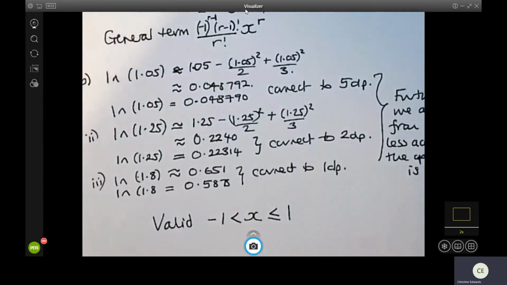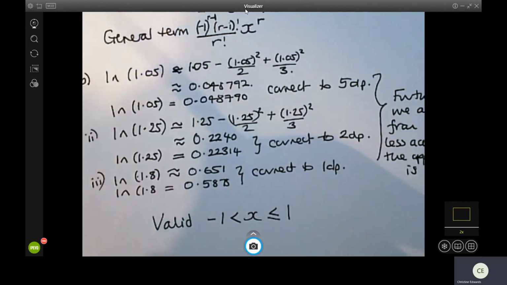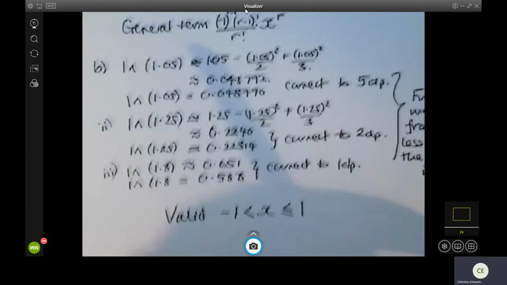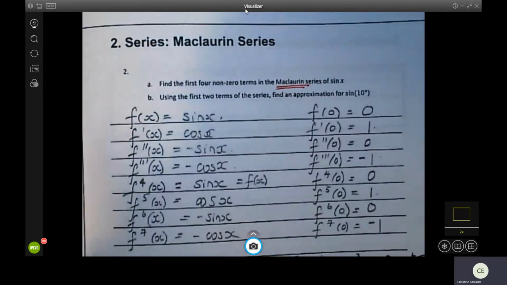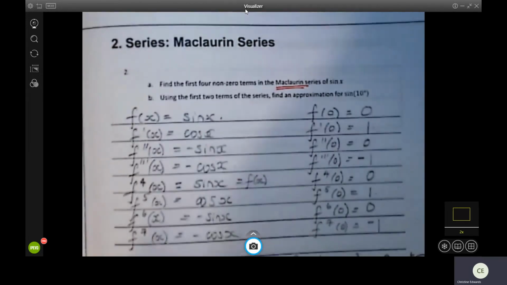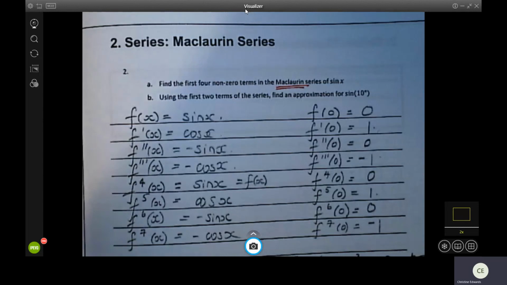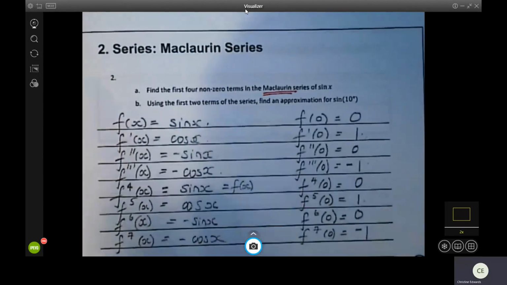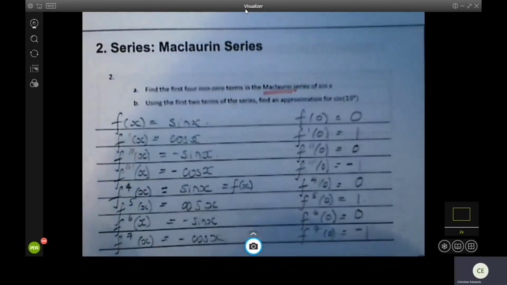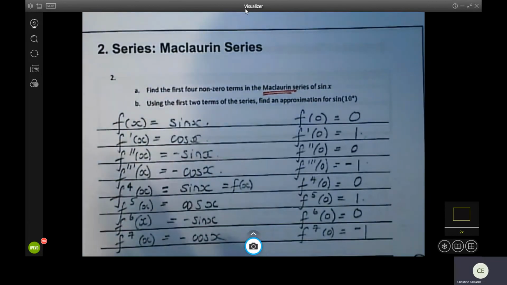Now the second example I've already done, so we'll have a look at my solutions. We'll follow the method and just understand what's going on with this one. So let's move across to question 2. We're being asked to find the first 4 non-zero terms of Maclaurin for sine of x. So you would think to begin with that you will need to differentiate 4 times, but you're actually going to need to do it more often.